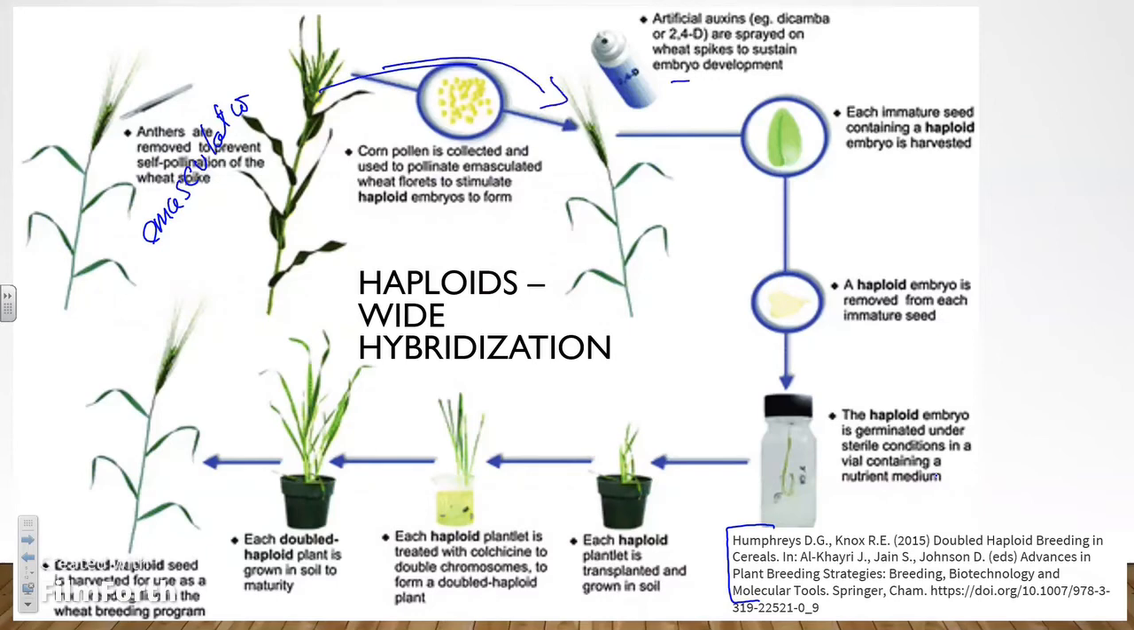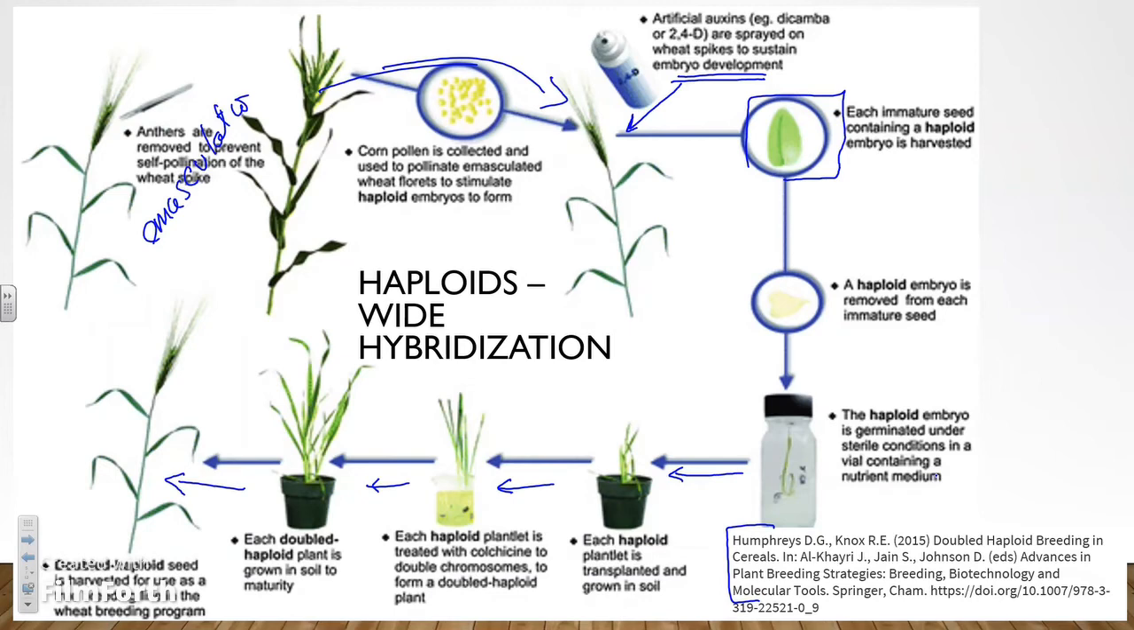An auxin to sustain embryo development is applied to that pollinated panicle, and about 2 to 3 weeks after pollination, they are harvested through embryo rescue. That haploid embryo is removed and put in culture in a nutrient medium to generate haploid plantlets, which then are treated with colchicine and doubled, and then a fully fertile panicle produced from that plant manifests seed that is completely inbred and ready for evaluation.